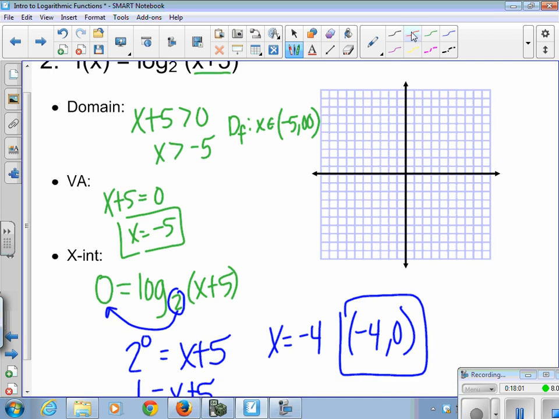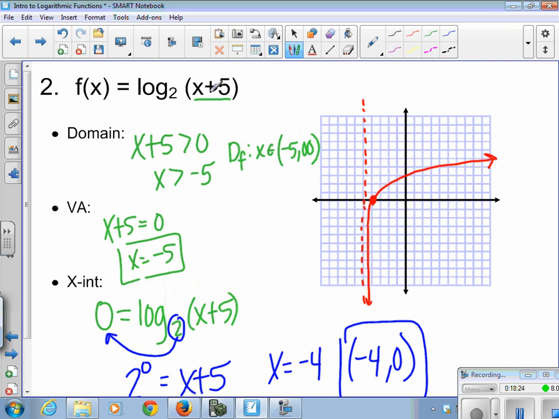So now when I graph all of this, this is going to give me the vertical asymptote at negative 5. 1, 2, 3, 4. So back here. And then my intercept is at negative 4. And then the basic graph looks the same. You can think about this as one of your transformations. The last one wasn't scooted at all, but this one takes the function and scoots it to the left 5. So that's what we did right here, and that's what my function looks like.